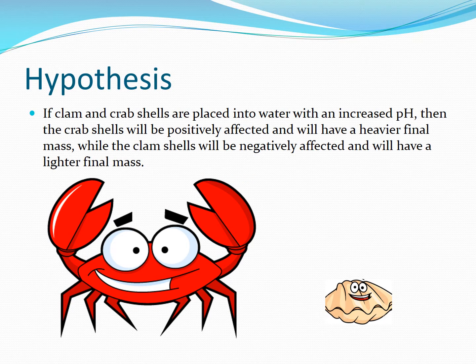So my hypothesis was, if clam and crab shells are placed into water with an increased pH, then the clam shells will be positively affected and will have a heavier final mass, while the crab shells will be negatively affected and have a lighter final mass. So I thought my clam and crab shells would have similar results to those in the experiment that I read about.